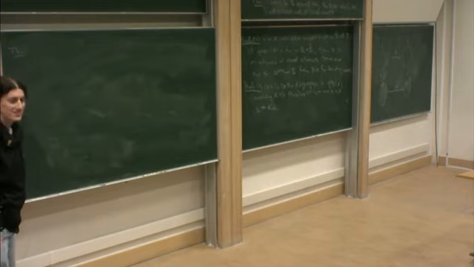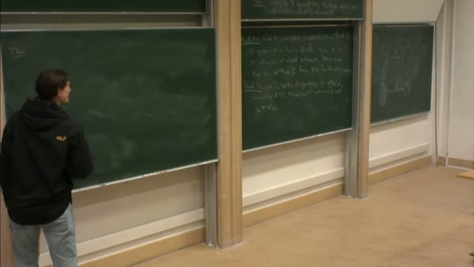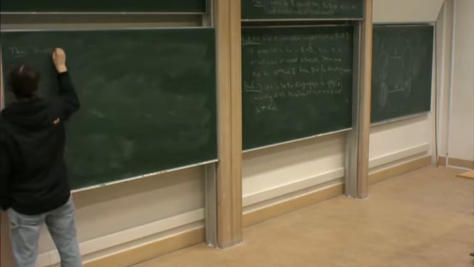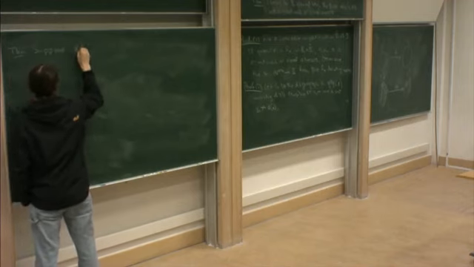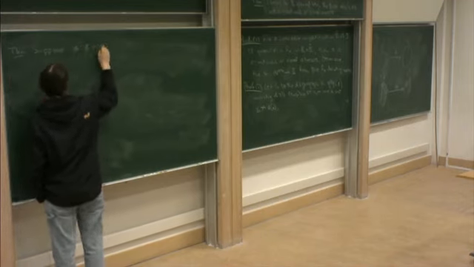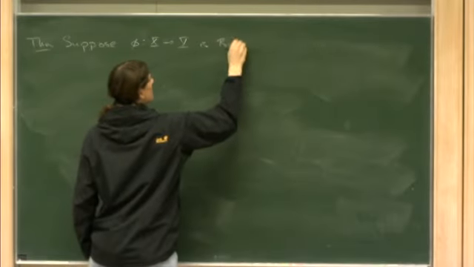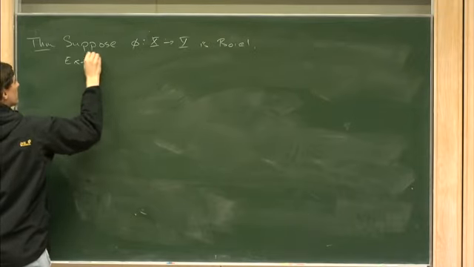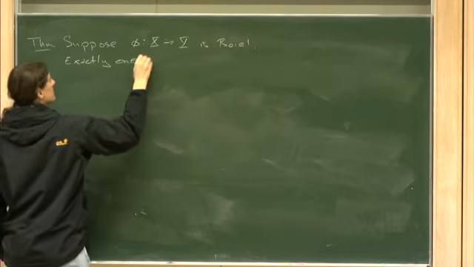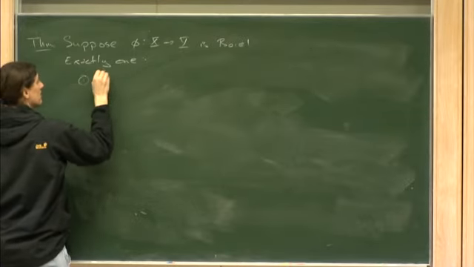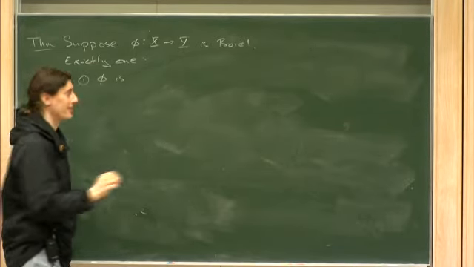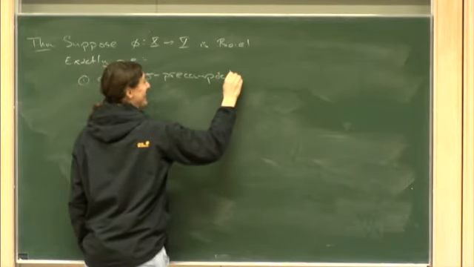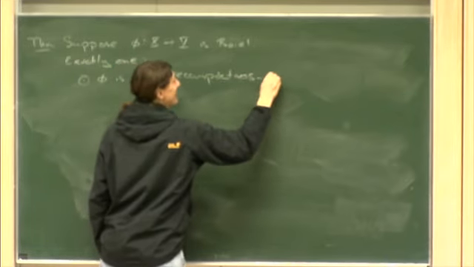I'm not going to keep stating all the possibilities. I know everyone wants to leave soon. So all the assumptions. Let me just say, suppose phi from X to Y is Borel. Then exactly one of the following holds. Either phi is sigma precompactness preserving. I have to explain that.